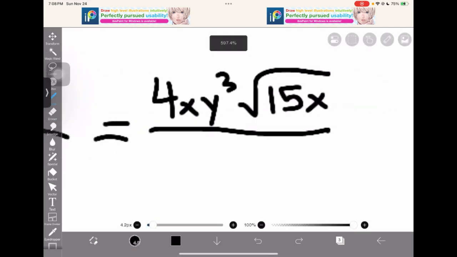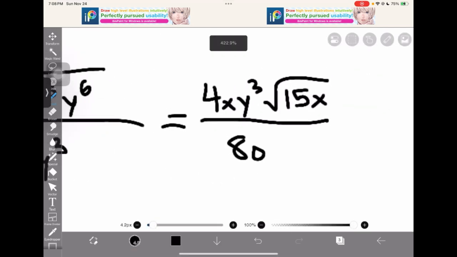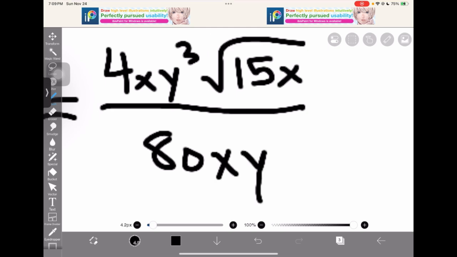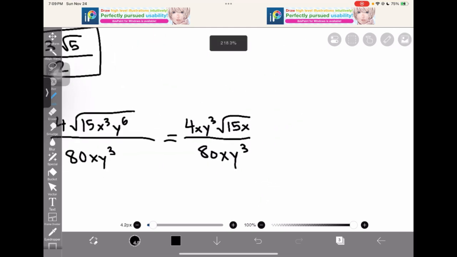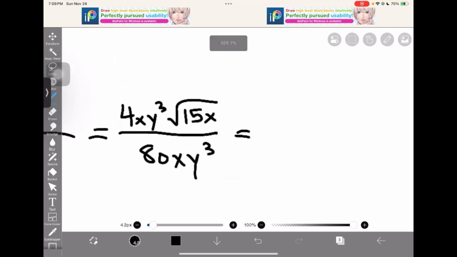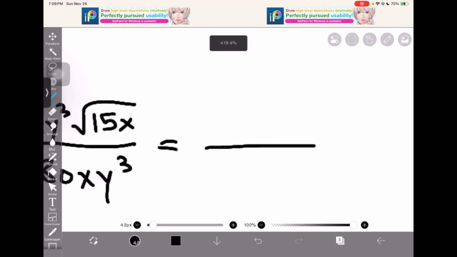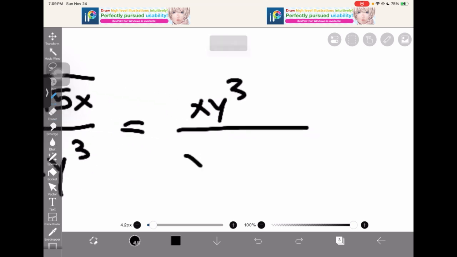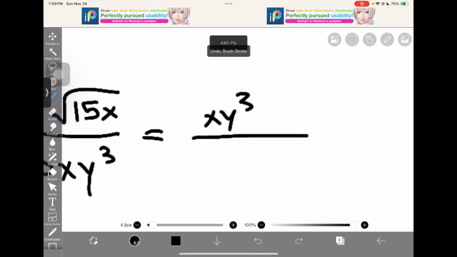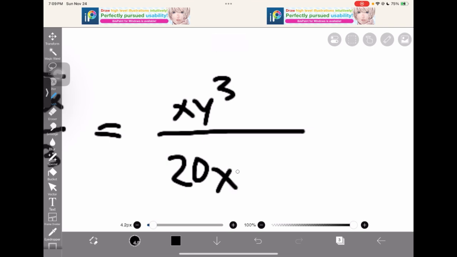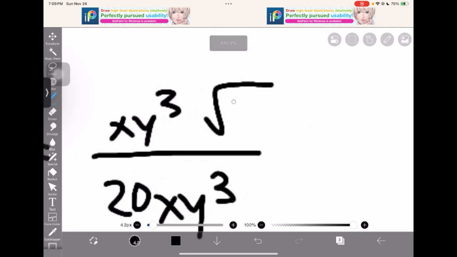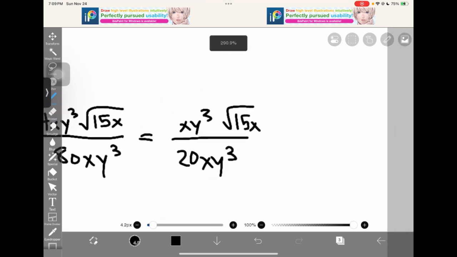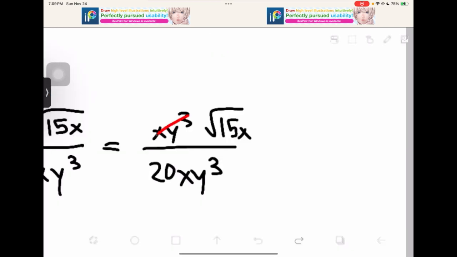Just copy 80xy cubed. But we can simplify it further because 4 and 80 are both divisible by 4. So it becomes xy cubed over 20xy cubed square root of 15x. But we can also cancel these two out.